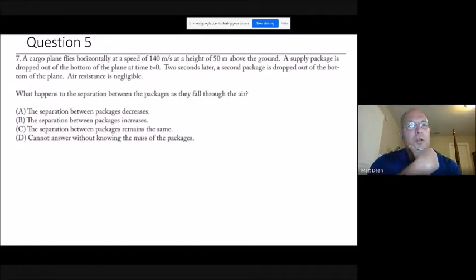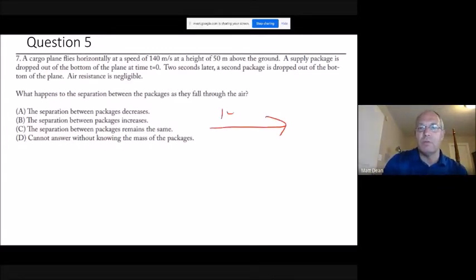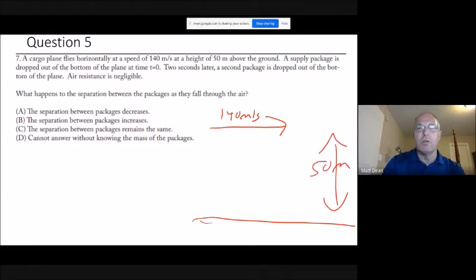All right, next we've got a cargo plane flying horizontally at a speed of 140 meters per second. So this guy's going like this. He's at a height of 50 meters above the ground. So here's the ground. Got a vertical distance here of 50 meters. A supply package is dropped out of the plane at time t equals 0. 2 seconds later, a package is dropped out of the bottom of the plane. Air resistance is negligible. What happens to the separation between the packages as they fall through the air?